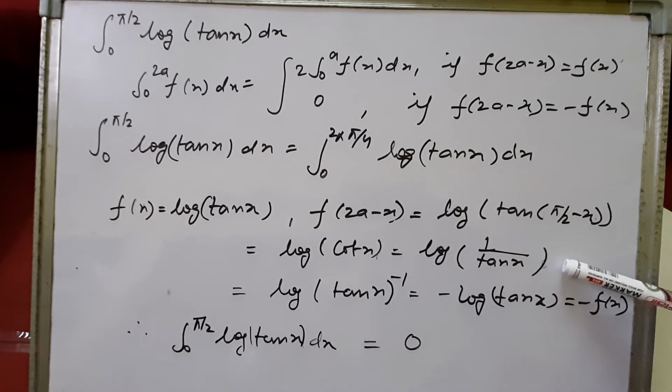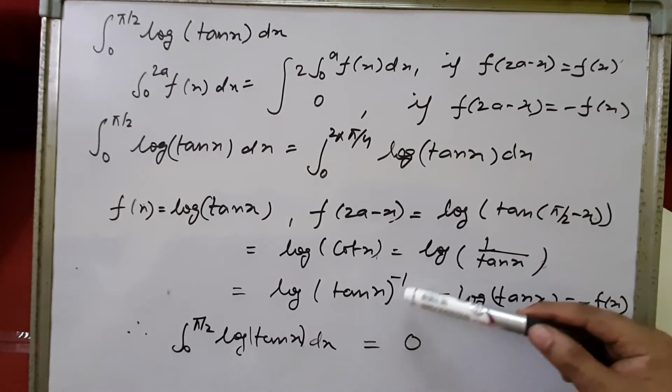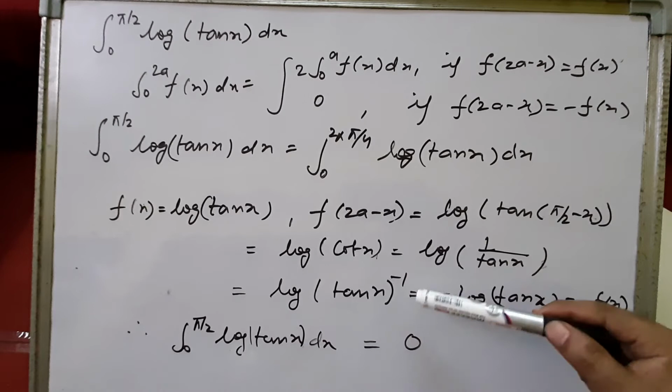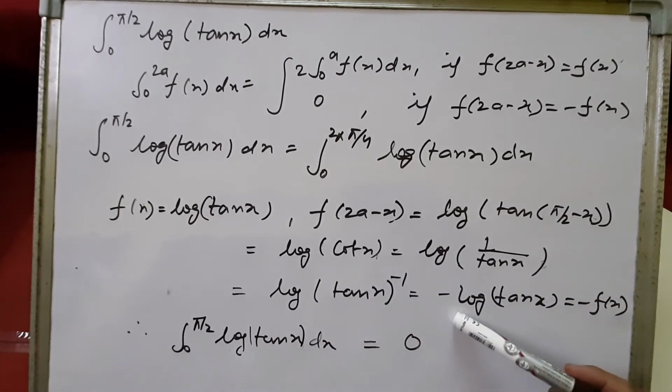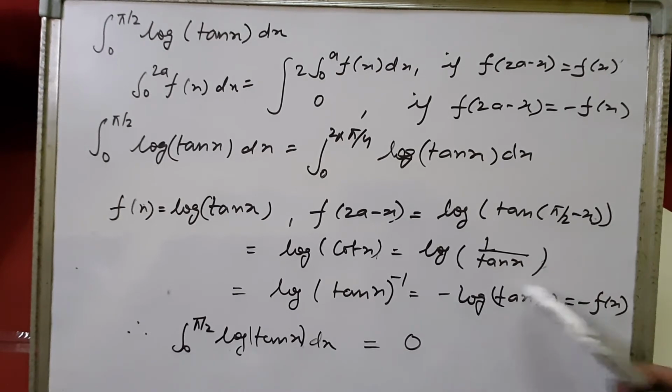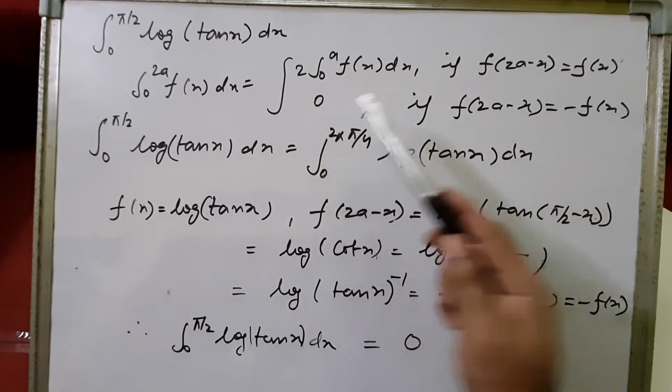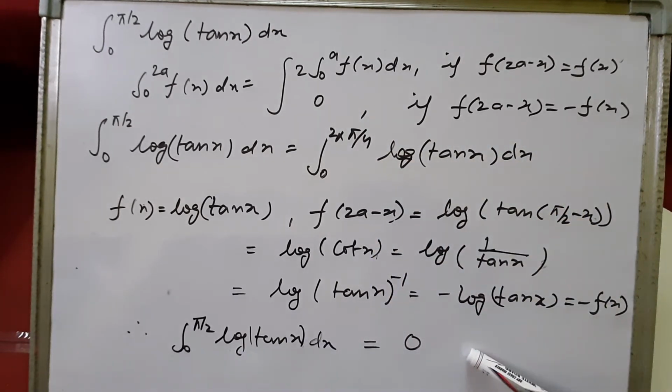Cot x can be written as 1 upon tan x, and this tan x will transfer into the numerator. It will become tan x to the power minus 1. Log m to the power n is n log m, so minus 1 will come in front. It will become minus log tan x. So log tan x is f x, and it will be minus f x. So when f of 2a minus x equals minus f x, the value of the integration will be 0. So directly we can write 0 to pi by 2 log tan x dx equals 0. Alright, note down please.